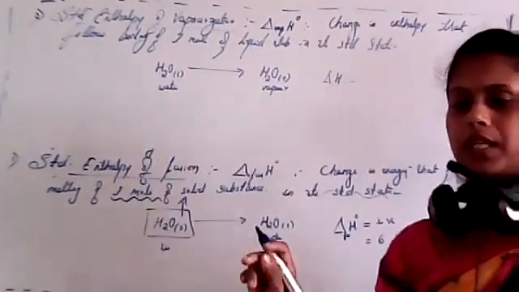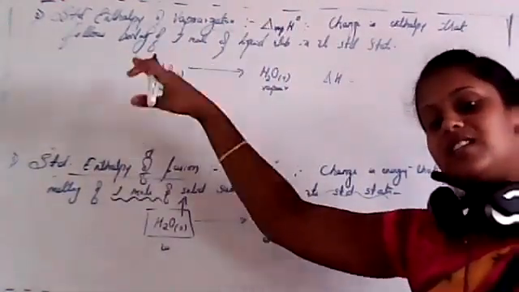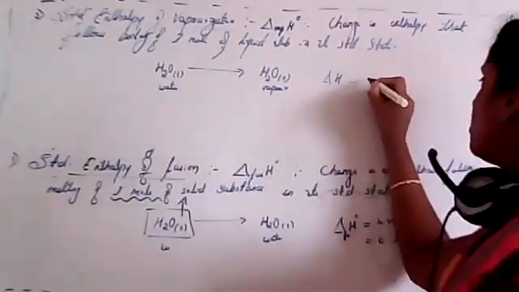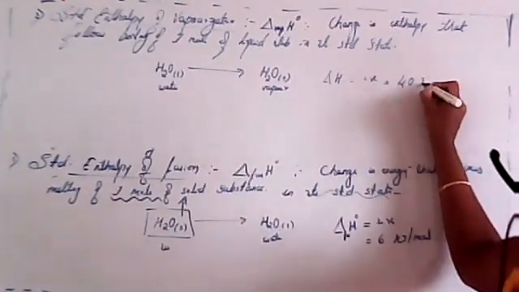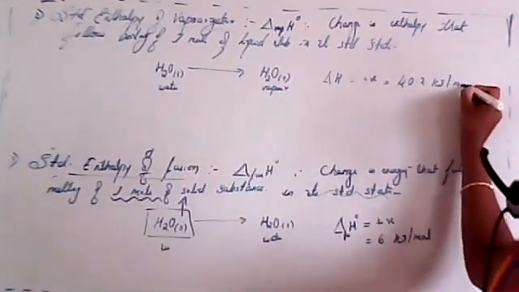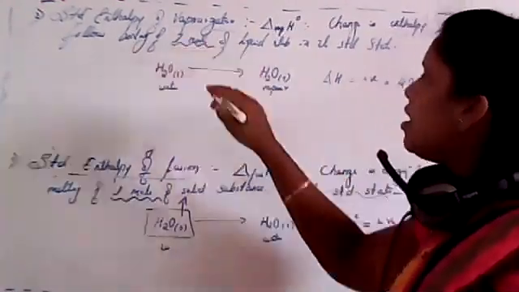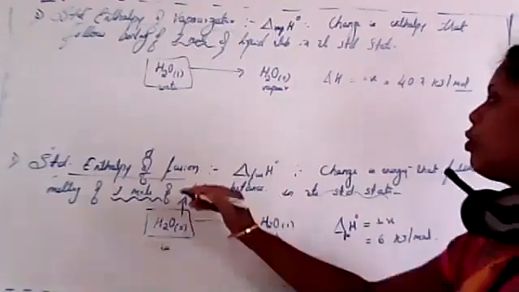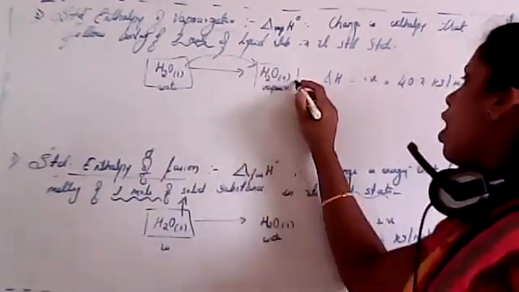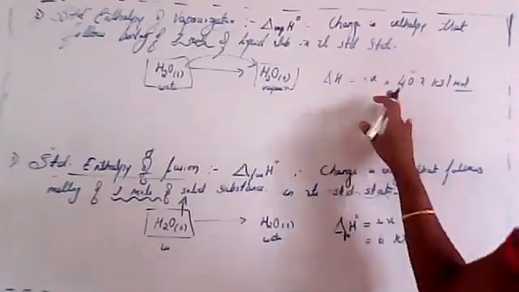Whenever there is an endothermic reaction, heat is absorbed by the system. That's why ΔH is positive, and the value of this is around 40.7 kilojoule per mole. Why do we use per mole? Because we consider it for 1 mole. 1 mole of water converts into 1 mole of vapors. This much heat is required.